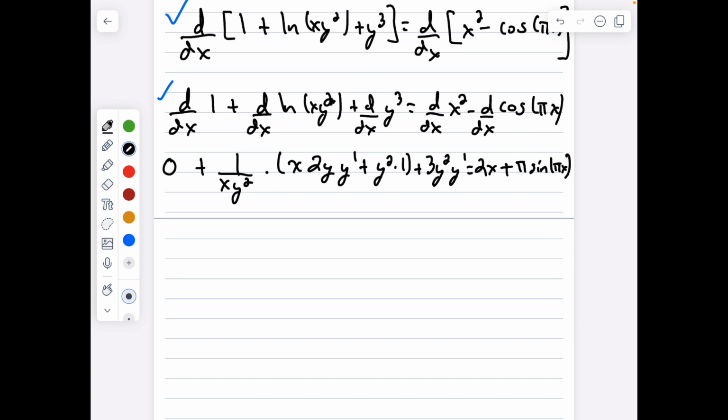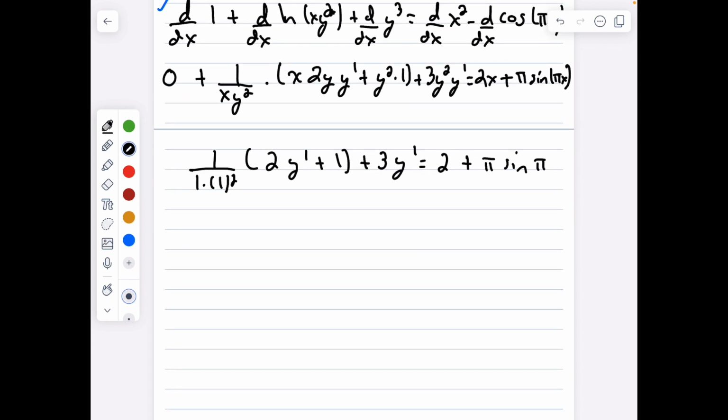There's another way of doing this, which says you ought to solve for y prime, because technically that's what we're looking for. So y prime equals, etc. Certainly you can do that. However, that's going to involve quite a bit of algebra, as you can see. So what I'd rather do is plug the point (1, 1) for x and y in where I see them. So it'd be 1 times 1 squared, 2 y prime plus 1, plus 3 y prime equals 2 plus pi sine of pi.